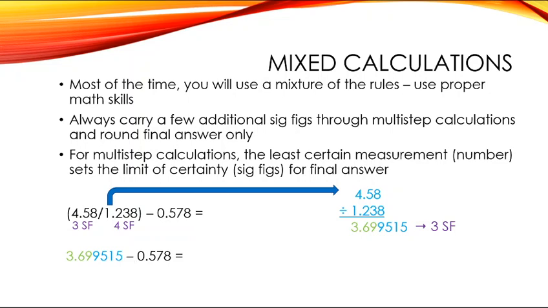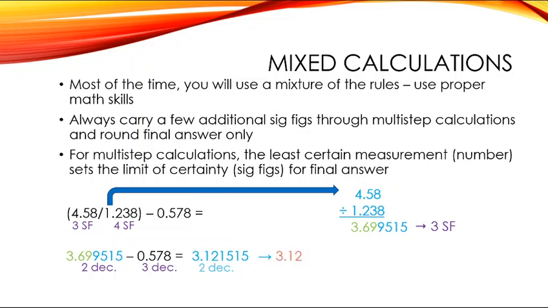And even though our number of 3.699515 has 1, 2, 3, 4, 5, 6 decimal places, these last 4 are insignificant. They don't count. And so here we're looking at our value has 2 decimal places. This one has 3 decimal places. So our final answer is going to be rounded at 2 decimal places, or 3.12.